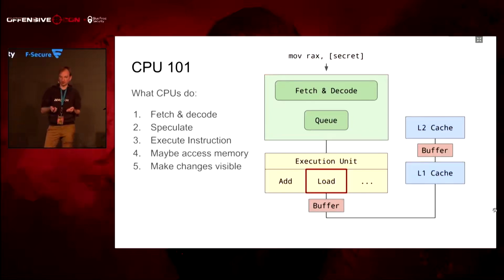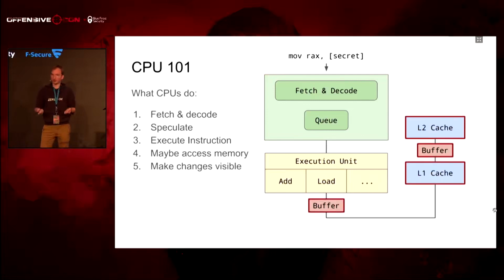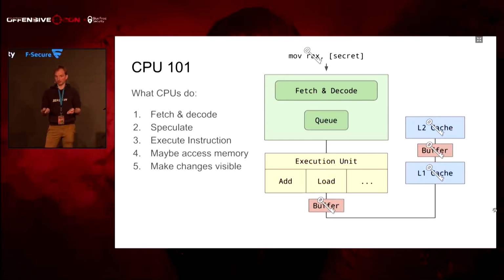It will see, okay, there's a memory load, so it goes to the load port of the execution unit. It will not see the value we're looking for in any of the buffers or the caches. So it will just load it one by one everywhere and return it to the architectural state, to the program, right?